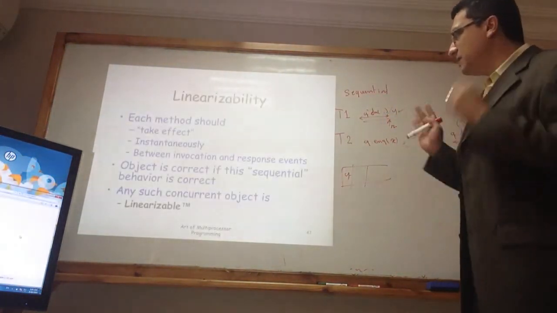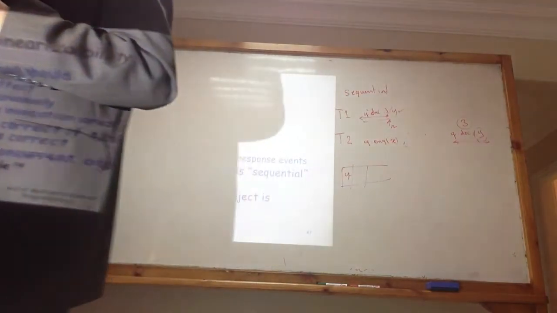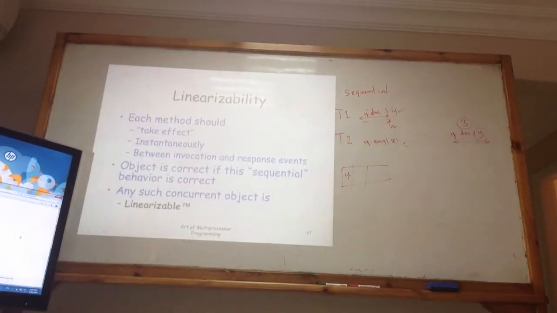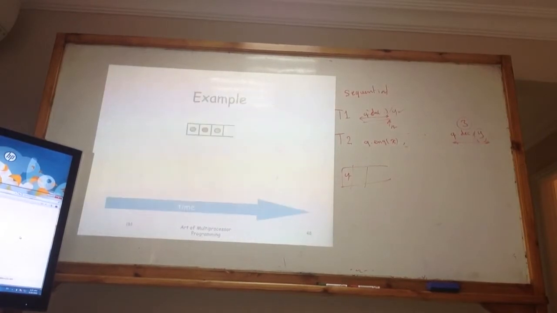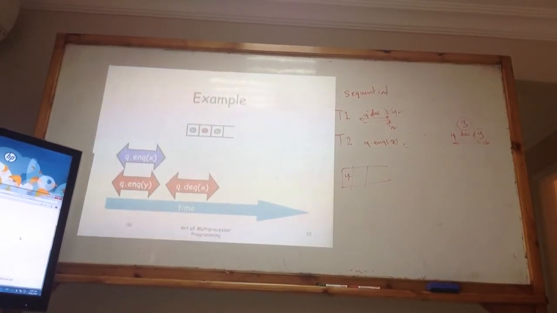Okay, so let's continue. We talked about linearization, or linearizability. Let's see some examples. As I said, for an object to be linearizable, all possible executions have to be linearizable. All possible executions. So this is an example. This is our shared queue object. This is a method, and we have another method like that. So here we have enq(X), enq(Y), and then deq(X), and then deq(Y). Is this linearizable?